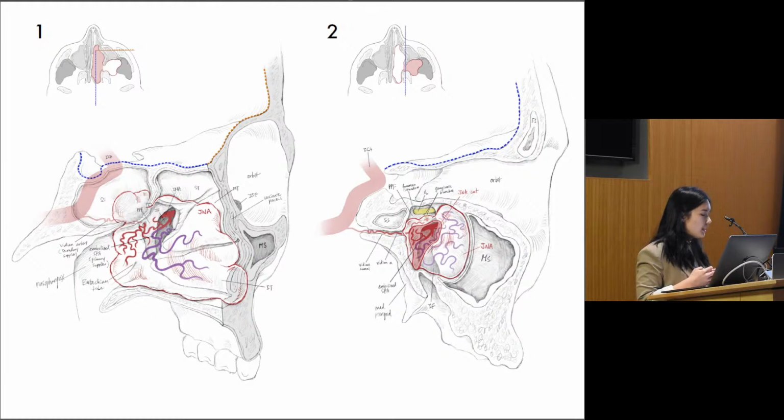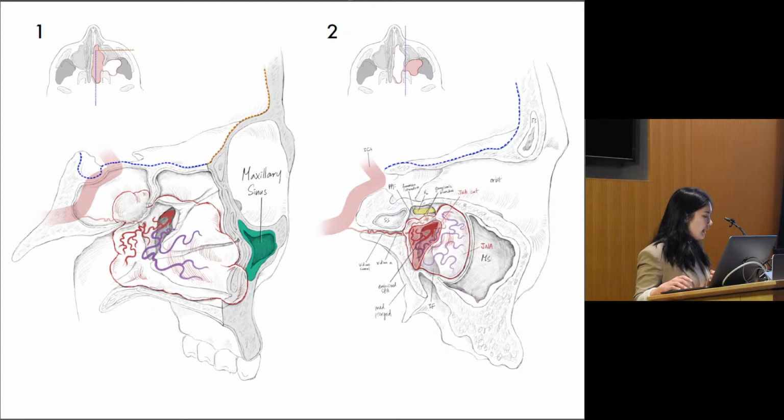The first slide shows the extent of the tumor. In figure 1, we could see the tumor is taking up almost the entire left nasal cavity, pressing laterally against the maxillary sinus, and spilling into the sphenoid sinus.